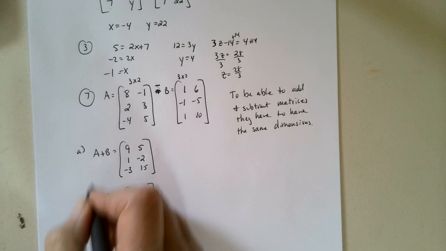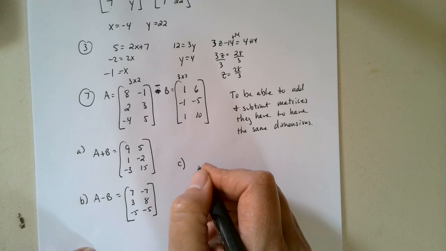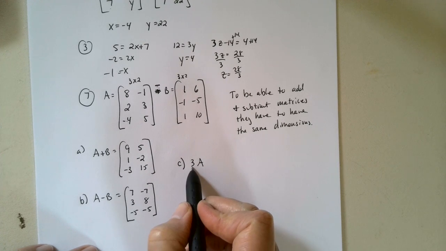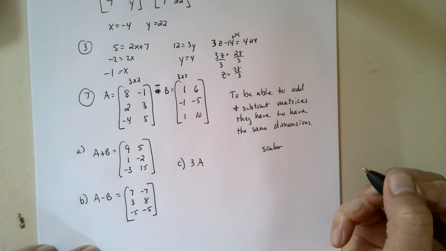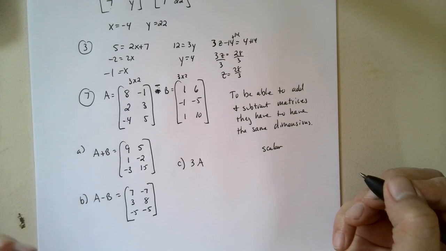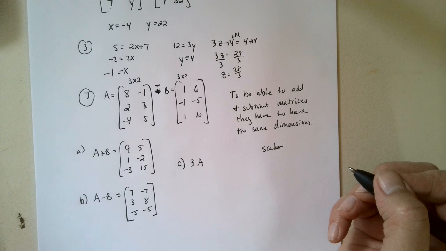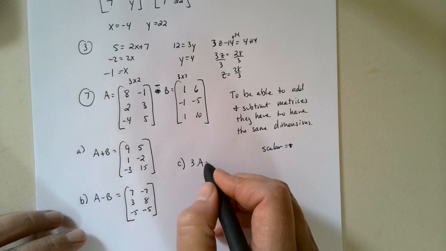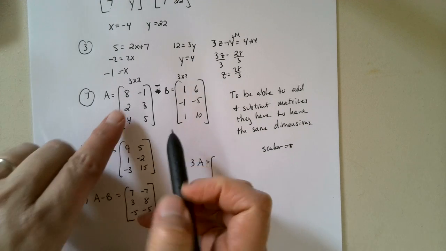Now this was A, this was B. For part C, they want us to find 3 times A. When you have a number in front, that's called a scalar. If we were in class, I would ask, what do you think we do with the 3? And I hope you would say distribute. And that's really all it is. A scalar is just a number that they want you to multiply through your matrix. So I'm going to multiply everything in matrix A by 3.